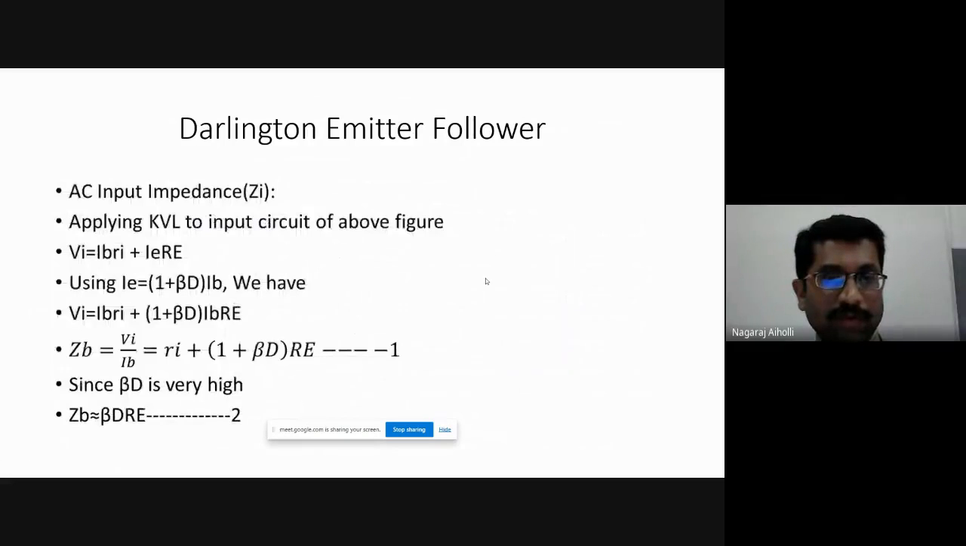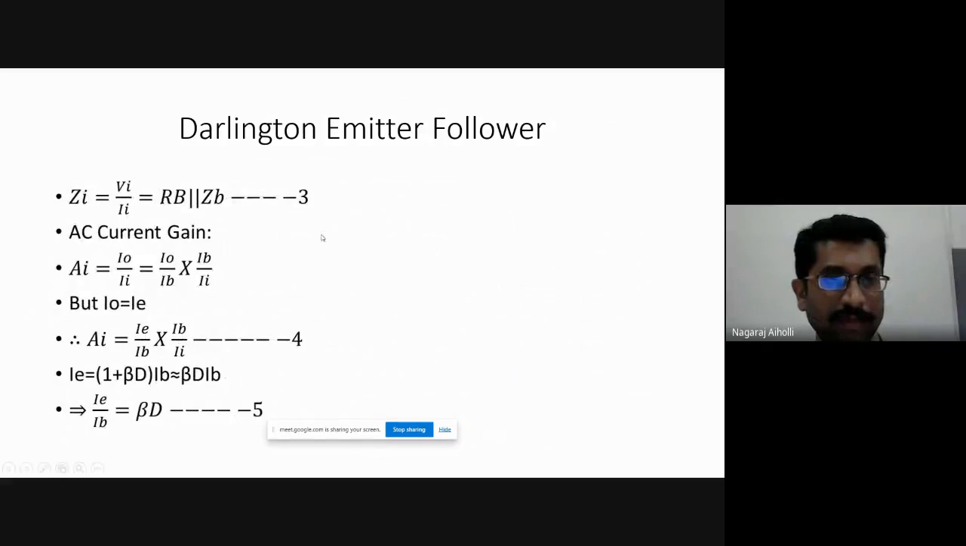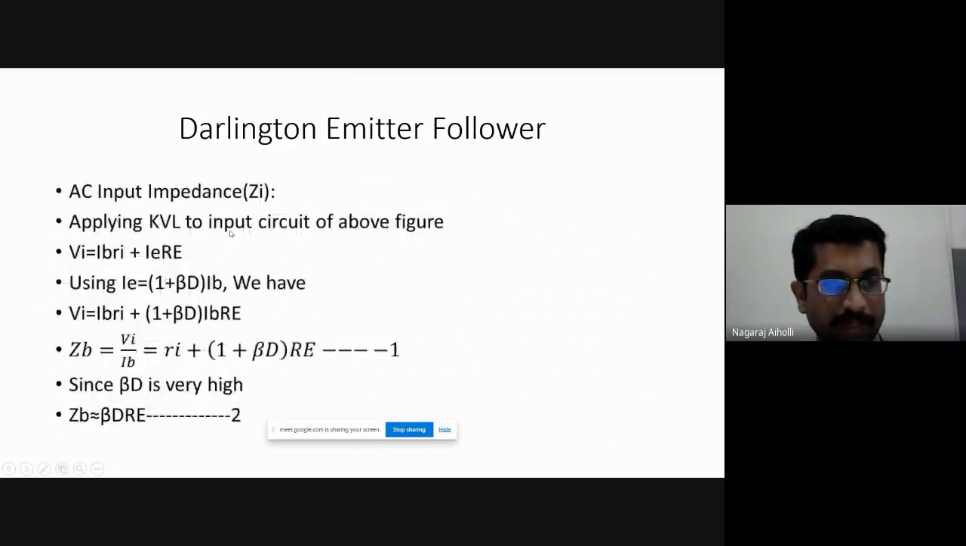Then we derived the various performance parameters. First one is AC input impedance Zi. To find Zi, we first derived ZB. Then we wrote the equation for Zi as RB parallel ZB. What is ZB? ZB is beta D into Re.